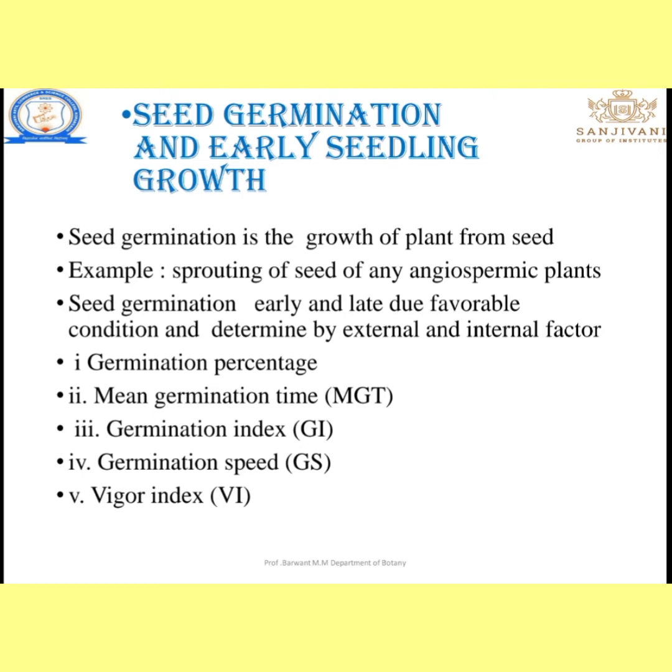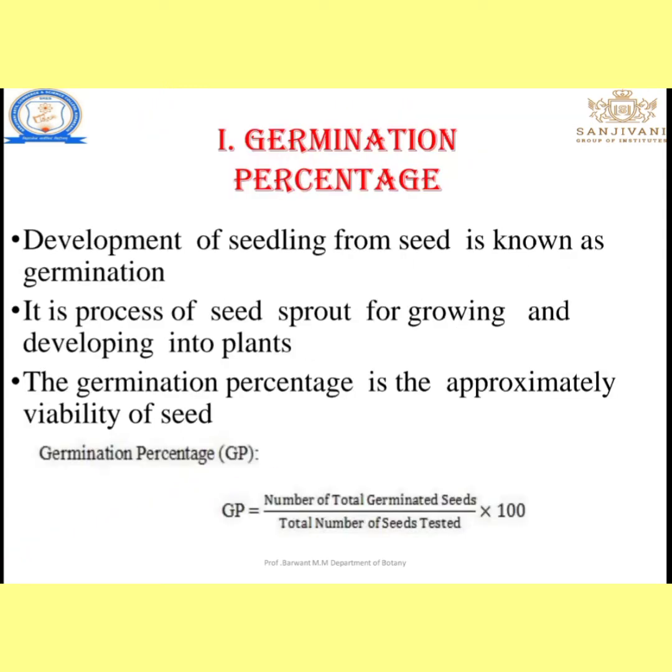For that, some parameters we have to study: germination percentage, mean germination time, germination index, germination speed, and vigor index. Those are the parameters we have to see. First, we have to see germination percentage.